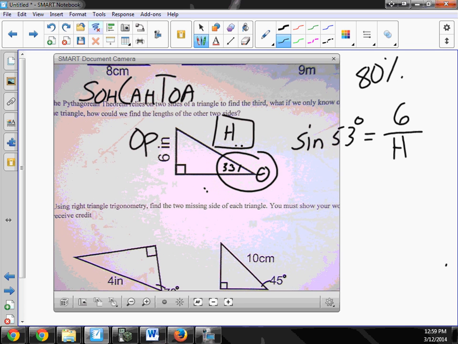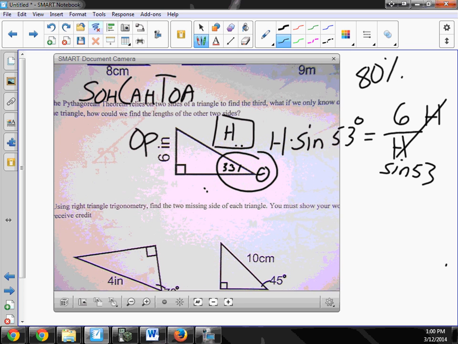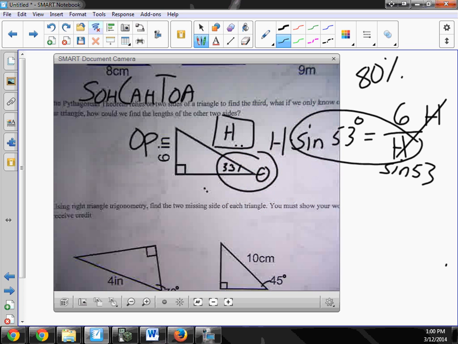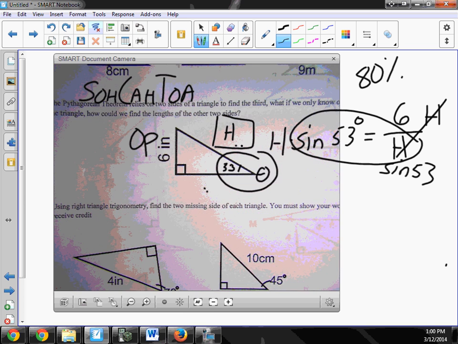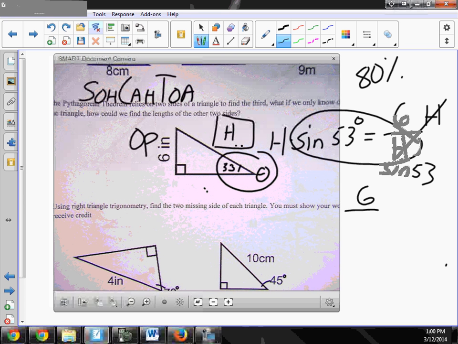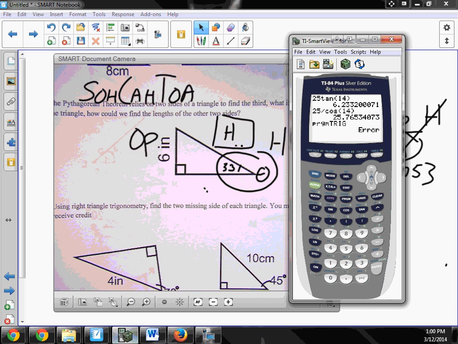Right, opposite over hypotenuse. Now, we need to solve for H, and this is a little bit tricky. So don't write this down, just follow along. How do you get H out of a denominator? Multiply by H. So I'm going to times this by H, and those cancel. But now I have H times the sine of 53. So I divide by the sine of 53. Now, you'll notice that those just switched places. Okay? So everybody type in 6 over the sine of 53.